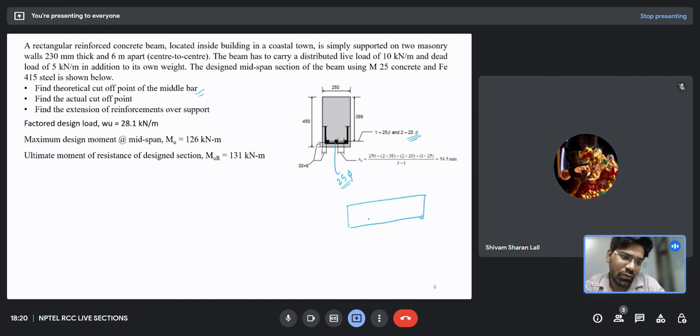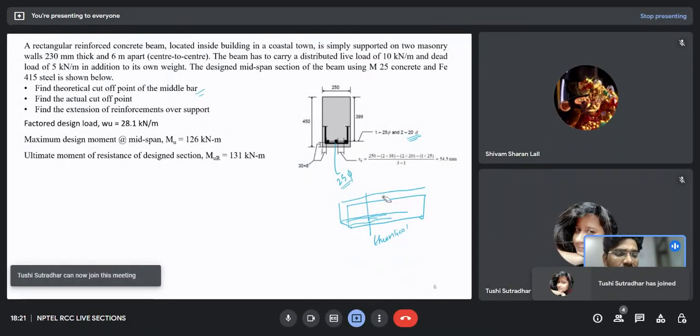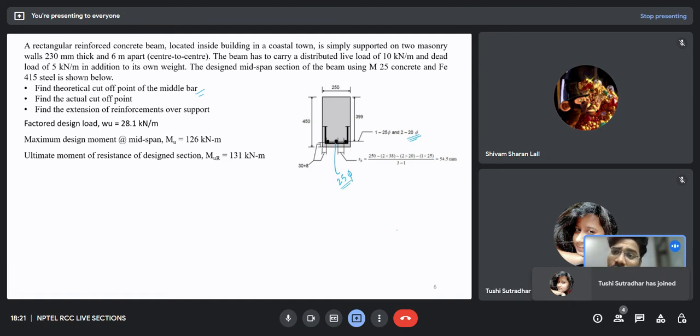I don't know whether you will be able to visualize this or not. Suppose this is the section like this, and this middle bar ends here, but the other two bars would be throughout. I need to curtail only this middle bar, and for this middle bar they are asking us to find the theoretical cutoff point. So how would I proceed? How can I find the position of the point where the middle bar would be curtailed?